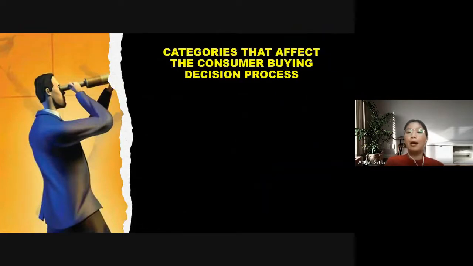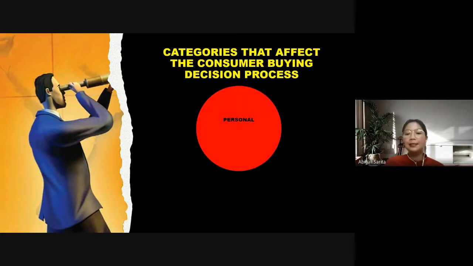Next, categories that affect the consumer decision process. So ano ba yung mga bagay or ano ba yung mga factors that affecting people on their buying process? So first is personal. When we say personal class, yung sarili lang natin. Bakit ba natin binibili yung mga products and services na to or bakit natin siya pinipurchase? Meron tayong sarili nating checklist or meron tayong sarili nating decision bakit natin siya binibili.